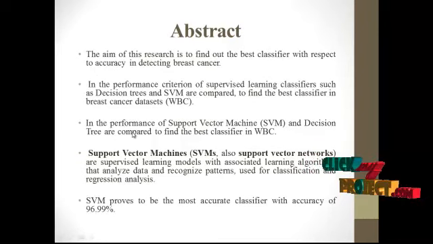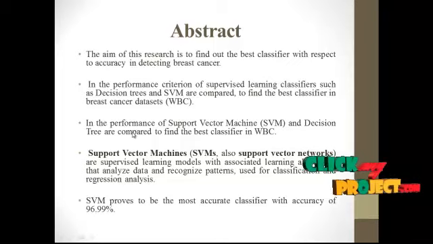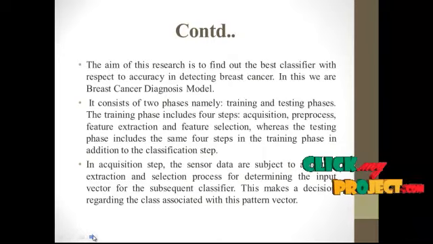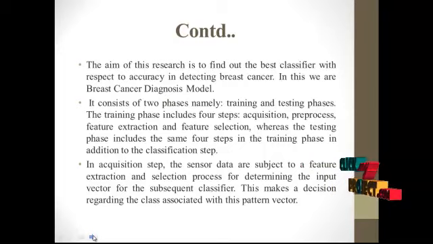The aim of the research is to find out the best classifier with respect to accuracy in detecting breast cancer. In the performance criteria, supervised learning classifiers such as decision trees and SVM are compared to find the best classifier in the cancer datasets, WBC datasets. Support vector machines, also called support vector networks, are supervised learning models with associated learning algorithms that analyze the data and recognize patterns, and are used for classification and regression analysis. SVM proves to be the most accurate classifier with an accuracy of 96.99%.